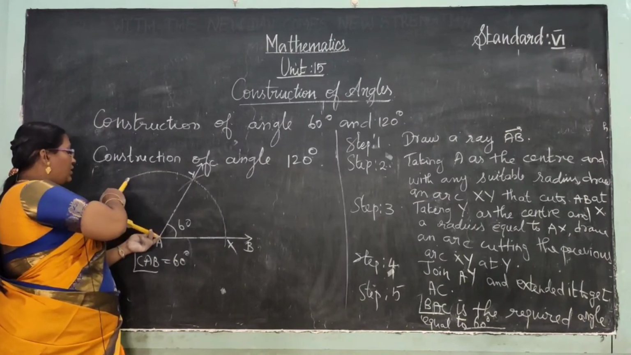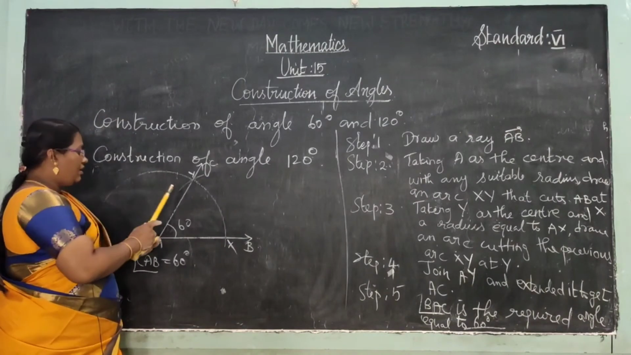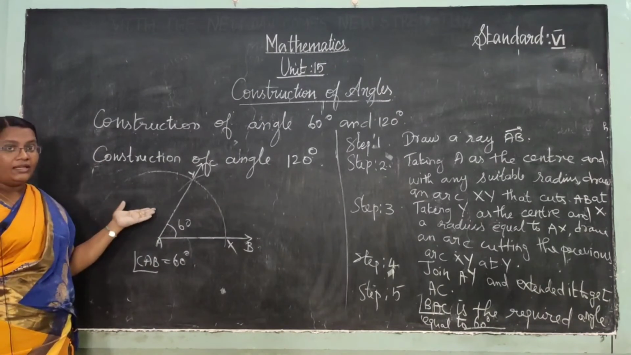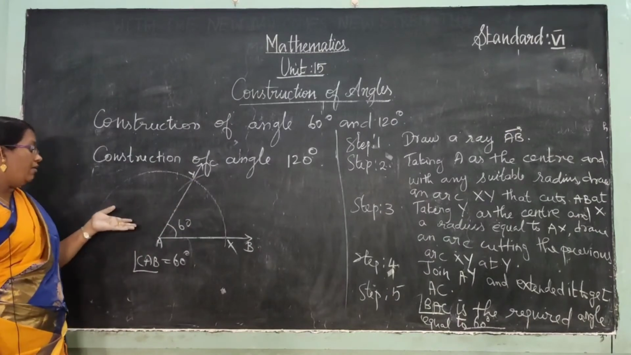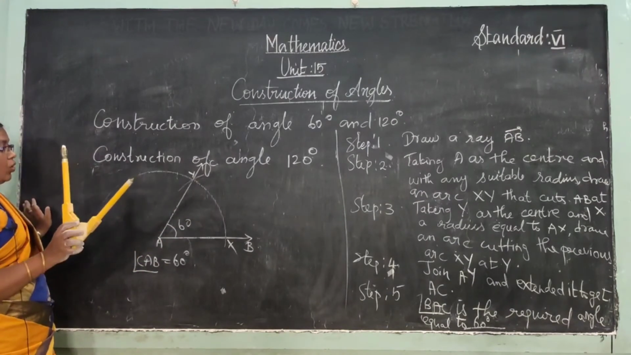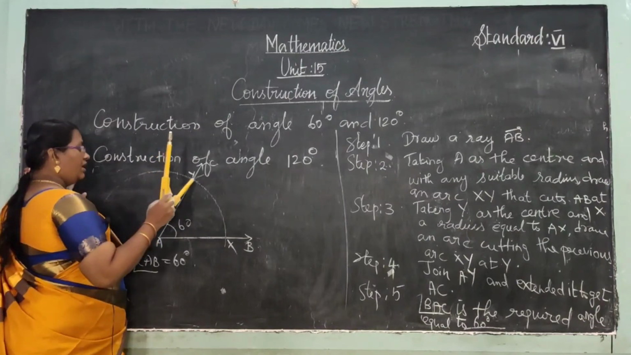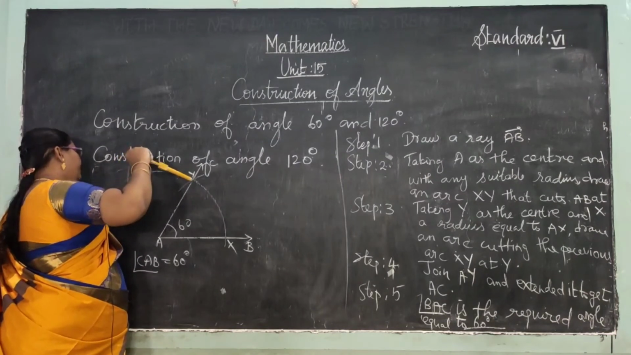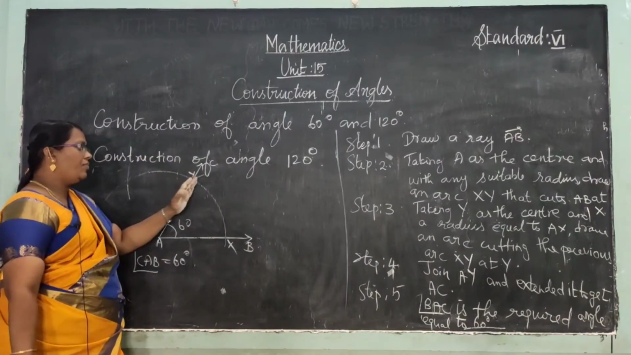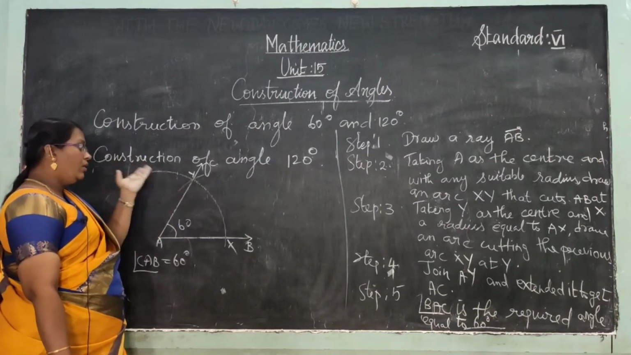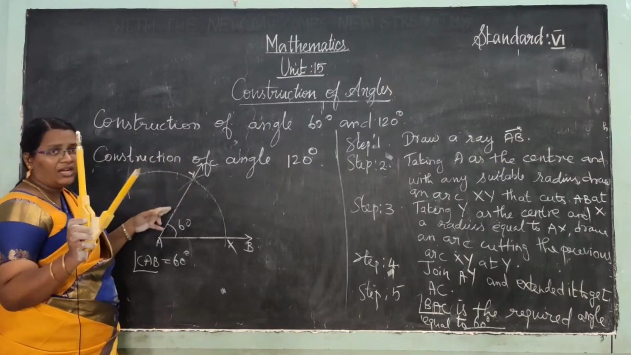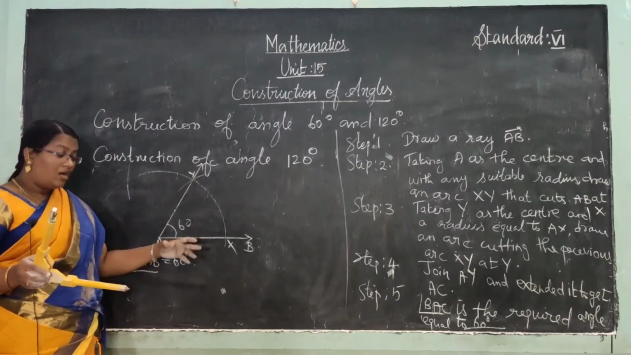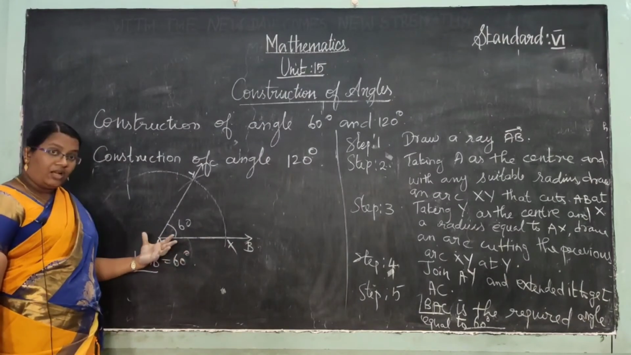That first ray we have drawn, take any kind, extended, because 120 degree is larger: more than 90 degree, less than 180 degrees. So we keep the compass at the center Y and draw another arc. 60 degree means we stop with this. For 120 degree we consider the same radius, the first radius. Take any convenient radius from A, at the center A.